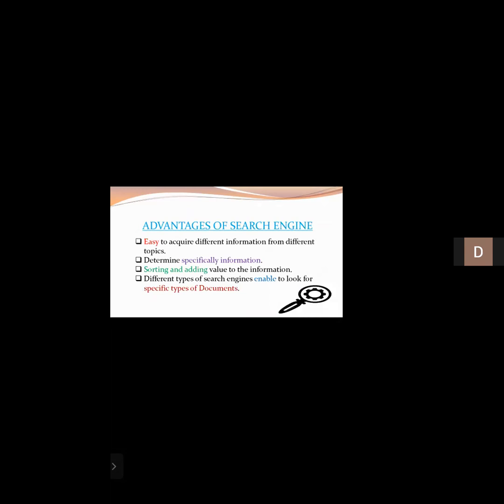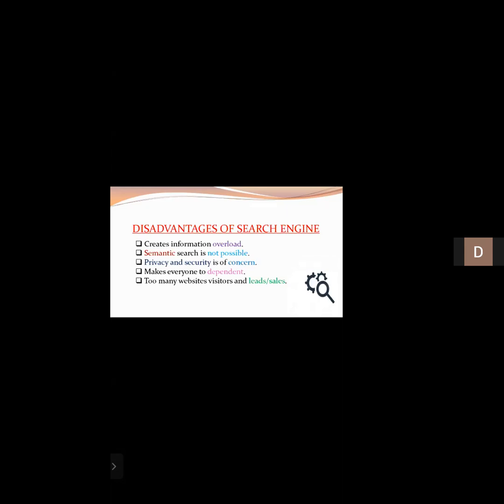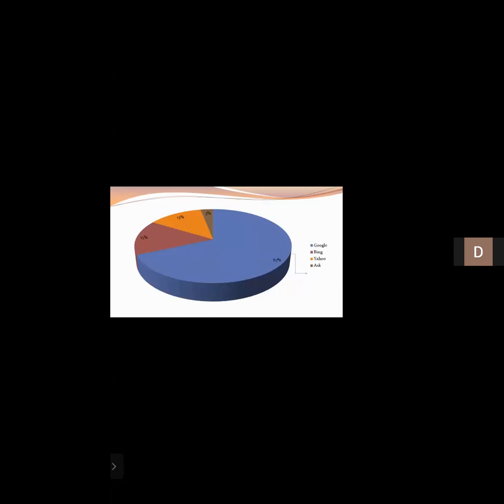Advantages of search engines: it is easy to acquire different information on different topics, sorting and adding value to the information, etc. Disadvantages of search engines: they create information overload, and privacy and security is a concern. The three most popular search engines are Google, Bing, and Yahoo. Most of the people are using Google, that is 67% of the people. Bing is also used on a smaller scale, with 15%, and many people are using Yahoo, that is 13% of the people.